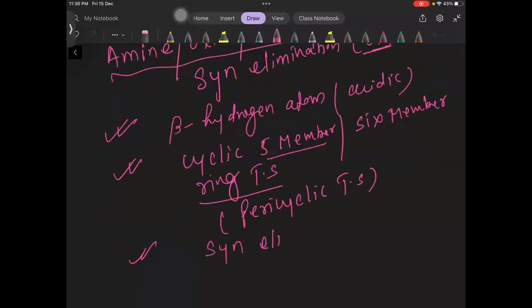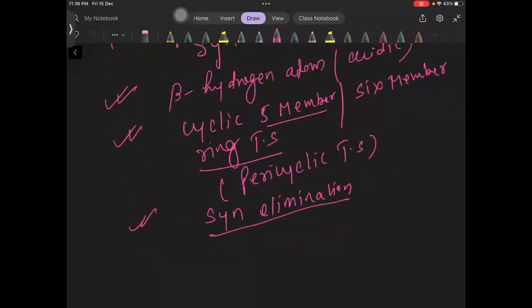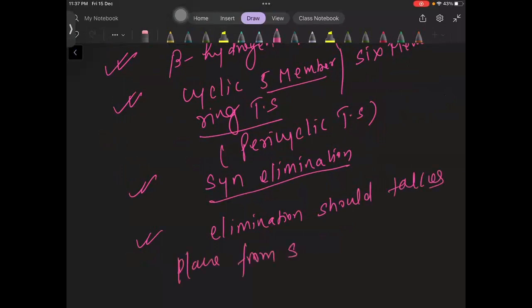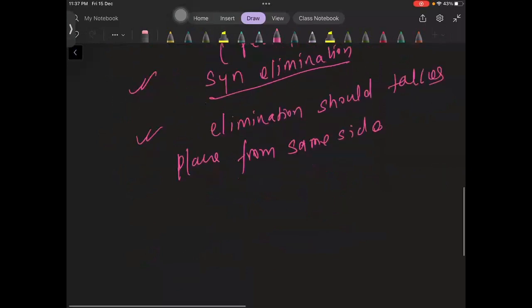Next part is that it is syn elimination. Syn elimination means those two atoms which are removed will be on the same side. So I write here, the elimination will take place from the same side. That means elimination should take place from the same side.